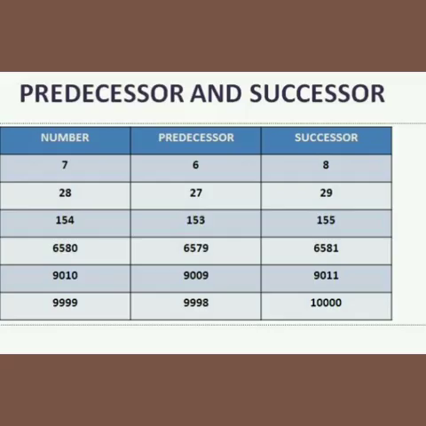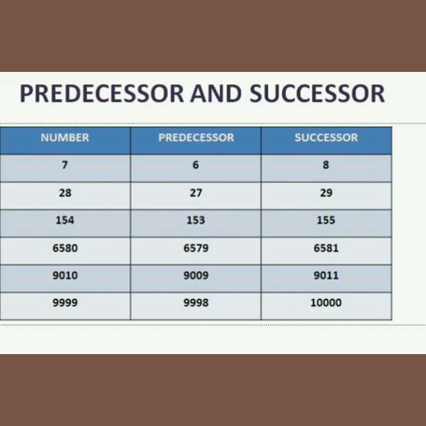Next comes the predecessor and the successor. Predecessor is the number that comes just before the given number, and successor is the number that comes just after the given number. For example, if the given number is 7, the predecessor is 6 and the successor is 8. For the given number 28, the predecessor is 27 and the successor is 29. And for the number 154, the predecessor is 153 and the successor is 155.